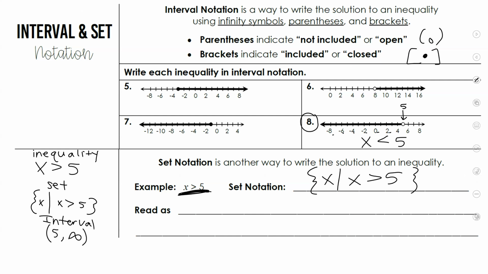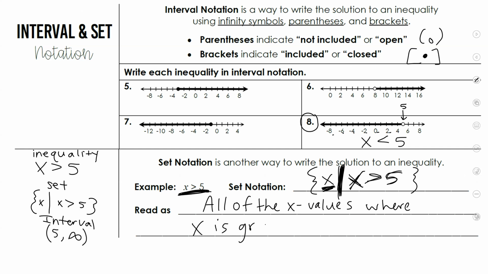Now, how this is read, let's read this. Set notation, this means all of the x values where, this little bar, you can think of it as where. So all of the x values where x is greater than 5. That's how this reads. X is greater than 5. That is how this reads.